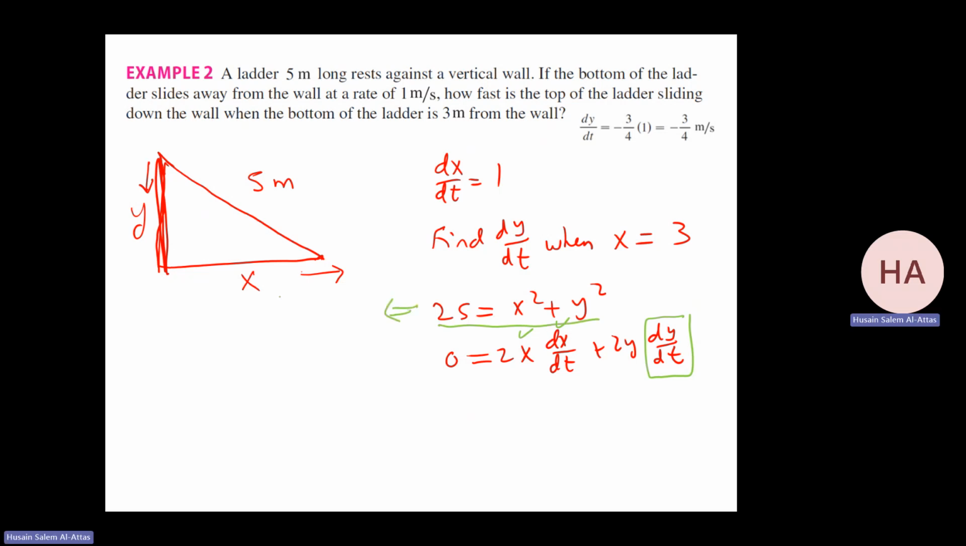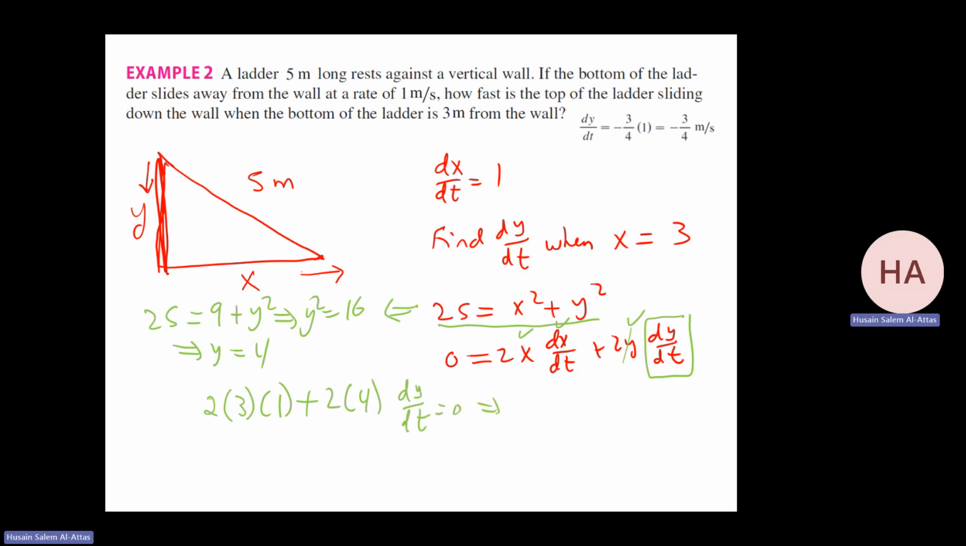So if we do the calculation, I have 25 equals 9 plus y squared. So very clear, y squared equals 16, so y equals 4. So I get y. Now just plug in the numbers. So I have x is 3, this is 1, plus, actually I don't need the 2 because I can cancel it, times 4 dy by dt equals 0. So dy by dt equals minus 6 over 8, which is minus 3 over 4, and that is the answer.